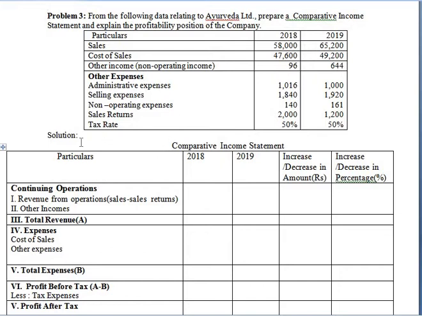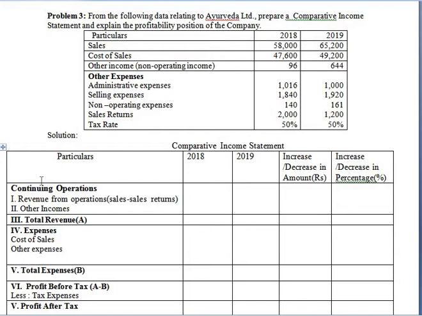So right here, solution. First write the heading comparative income statement. Draw a table with five columns for 10 to 15 lines. The first column is particulars, the second column is 2018, where the base year is 2018 and the current year is 2019. Then 2019, that is the current year, then increase or decrease in amount, and the next one is increase or decrease in percentage. Now let's start the solution.